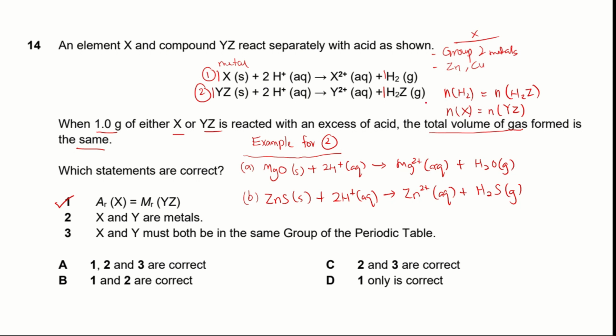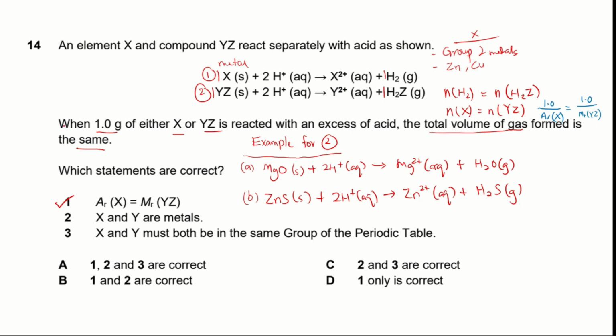So if the mass that we use is 1 gram for each of them, to find the number of mole for each of them, 1 gram over atomic mass of X will be equals to 1 gram divided by the molecular mass of YZ. So if they are the same, that means the atomic mass of X is the same as the molecular mass of YZ. That is why statement 1 is correct.